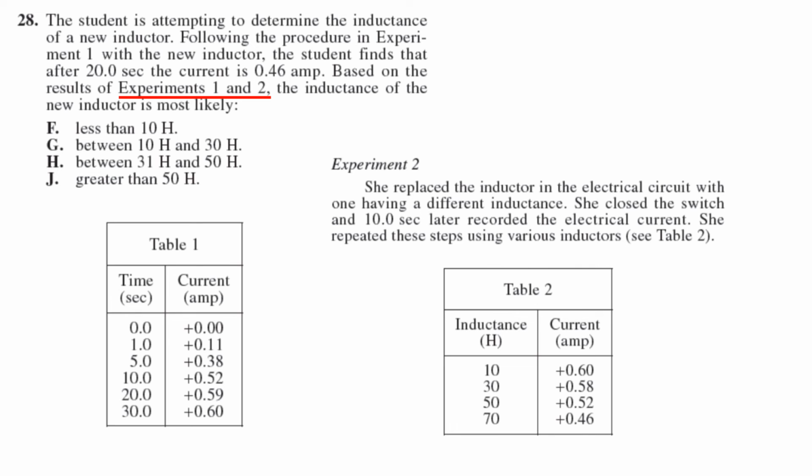Number 28. For number 28, we're using experiments 1 and 2. It says the student is attempting to determine the inductance of a new inductor. Following the procedure in experiment 1, the student finds that after 20 seconds, the current is 0.46. So experiment 1, after 20 seconds, it's 0.46. Now we're going to go over the other table. We want to know what is the inductance most likely. So at 0.46, we see the inductance is 70 in experiment 2. So we think the inductance should definitely be greater than 50, choice J, right? All the others don't work because it's going to be a smaller amperage.